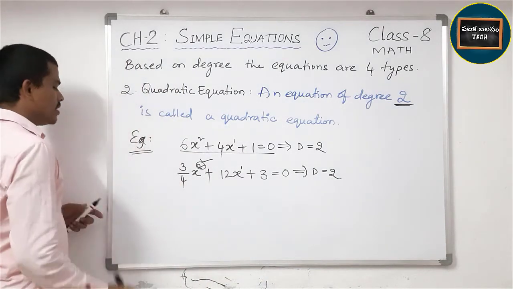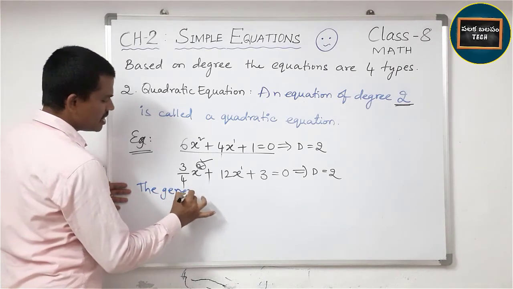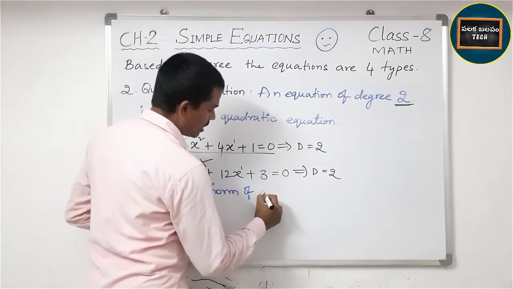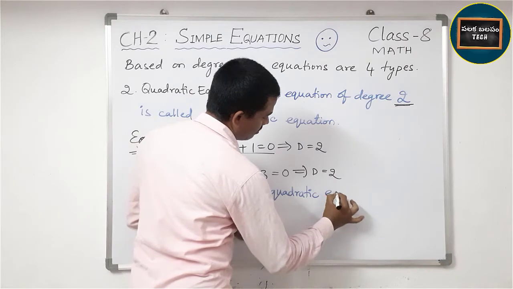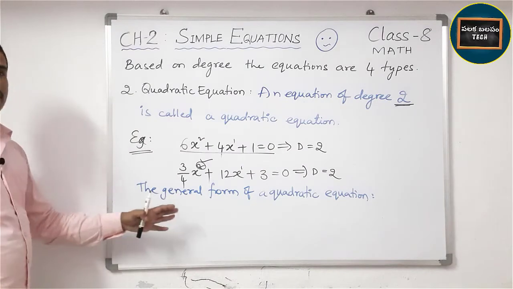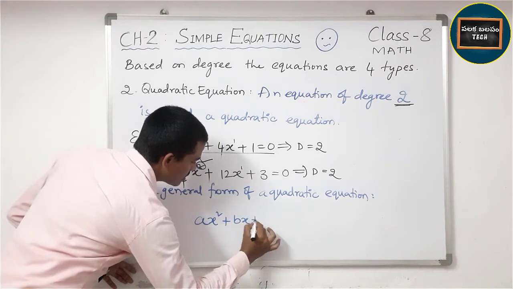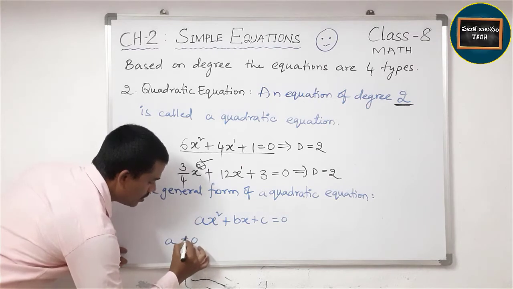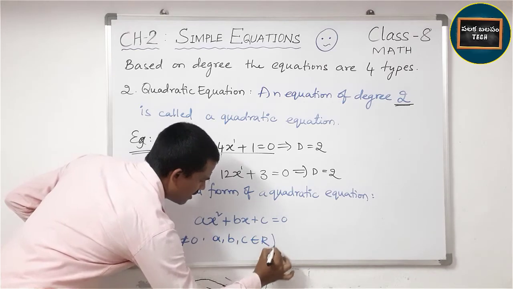Okay. Now the general form of a quadratic equation is ax square plus bx plus c equal to 0, where a is not equal to 0 and a, b, c belong to any real numbers.